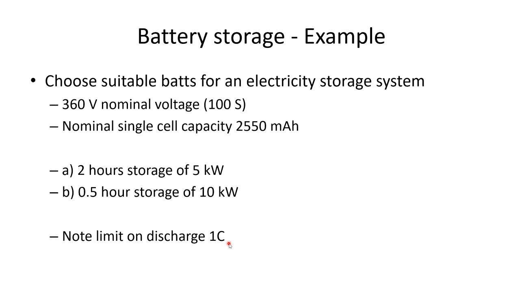And the last thing for the calculation, most of the batteries have a limit on the discharge rate, 1C, one capacity of the battery. If we discharge it at a higher rate, that means the battery life would decrease dramatically.